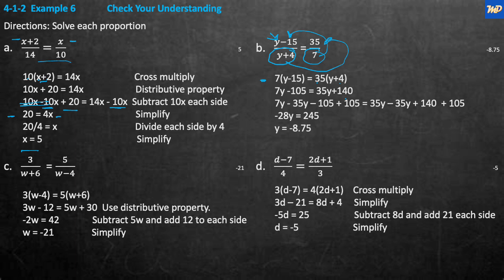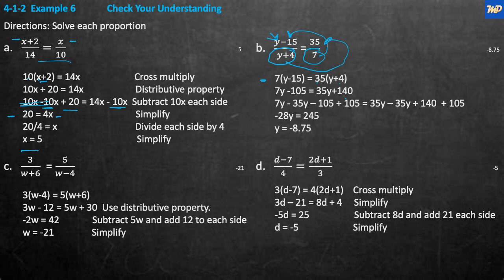Now we're going to subtract. Both of these terms, we're going to get the y terms to the left and the constant terms to the right. Oh, I'm very dyslexic, I'm sorry today. We're going to get all the y terms on the left and all the constant terms on the right. Okay, as you see them here, I have 7y minus 35y.